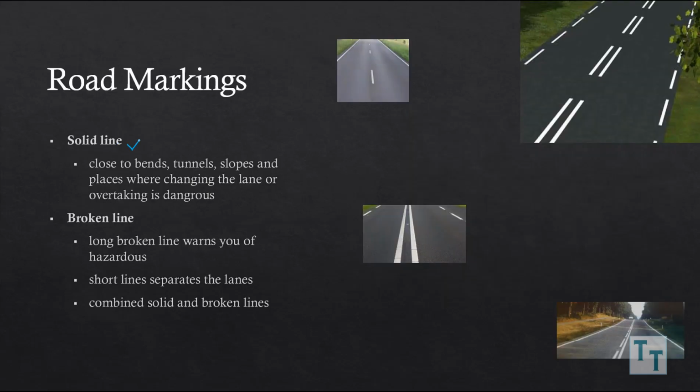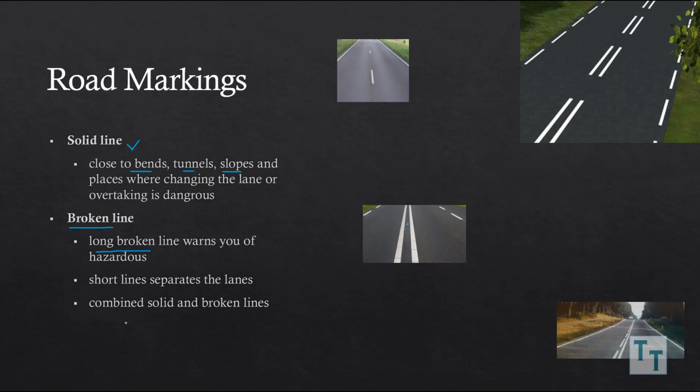Solid line. You can find solid lines close to bends, tunnels, slopes, and places where changing the lane or overtaking is dangerous. That is why you are not allowed to cross solid line. Broken line. You have long broken line and you have short broken line. Long broken line warns you of hazards, and short broken lines separate the lanes.